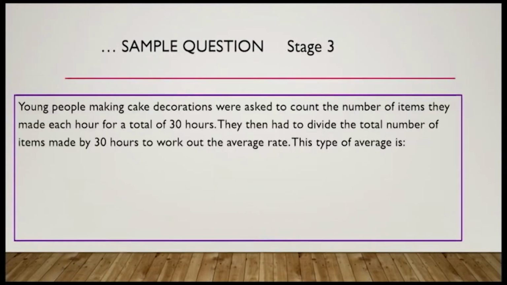Okay? Here's a question. It's also a stage 3 question, slightly different. People are making cake decorations and were asked to count the number of items they made each hour for 30 hours. They then had to divide, hint, hint, the total number of items made for the 30 hours to work out the average. What type of average do you think this is? Yes, it is the mean.